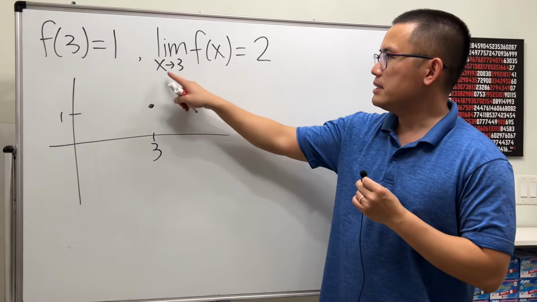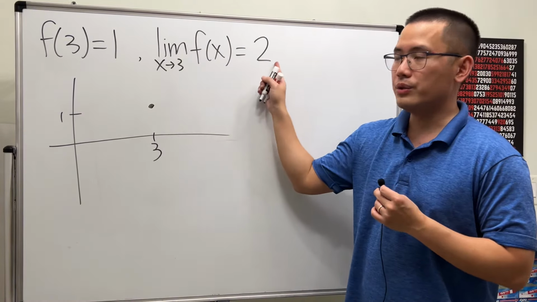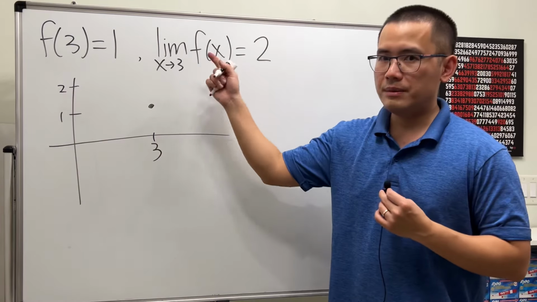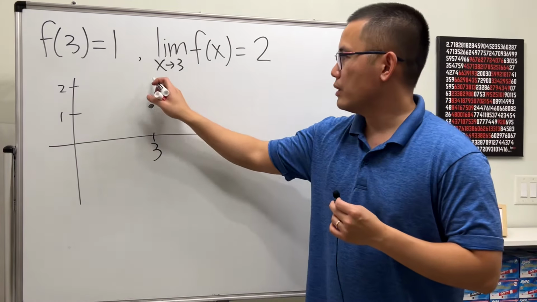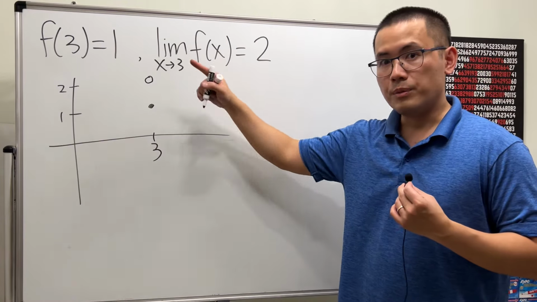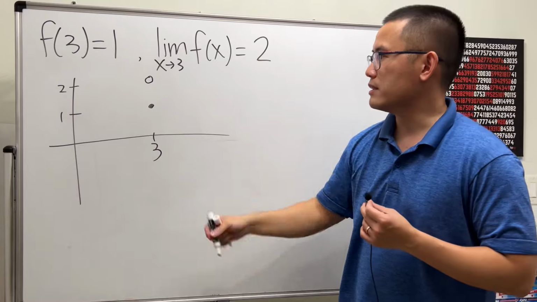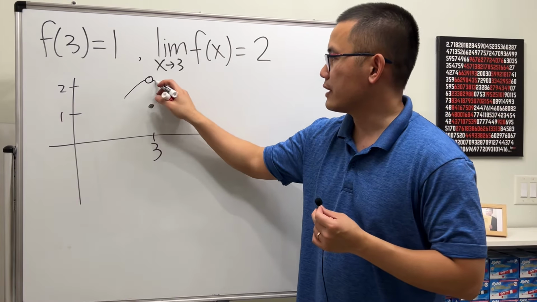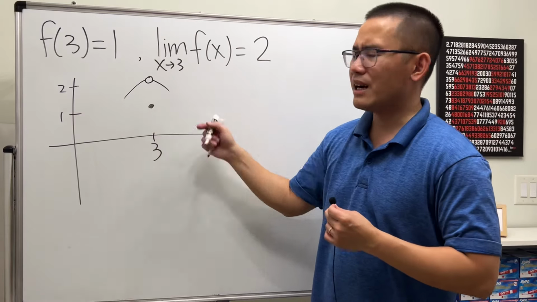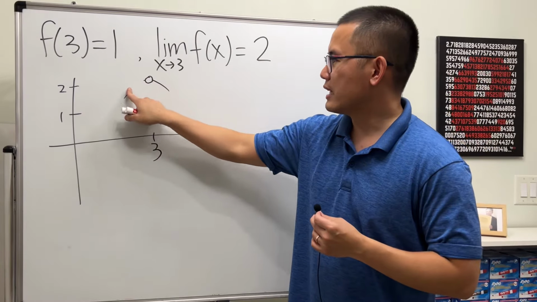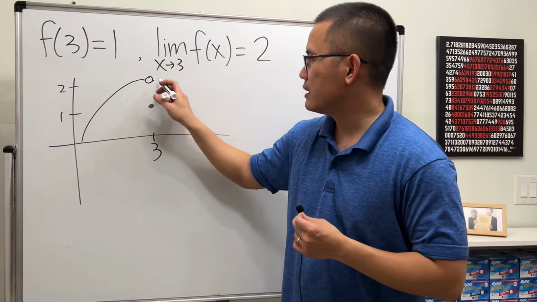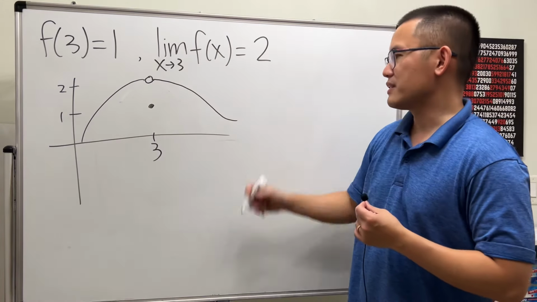Now, the limit as x approaching 3, we get 2. So let's say here is 2. For limit, use open circle. Open circle here. It's just a 3, so that means we have both, plus or minus. So you can do something like this, like that. Yeah, that's pretty much it. Of course, you can also go up or down, doesn't matter. You just need to sketch a possible graph. And maybe let's just extend it a little bit, something like this, something like that.